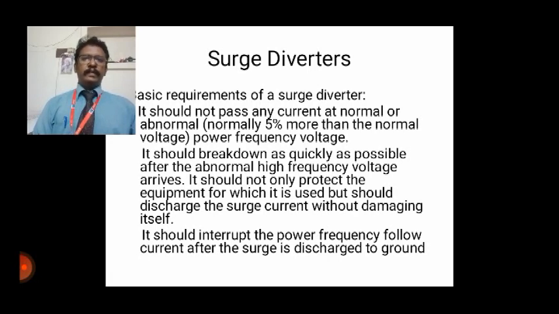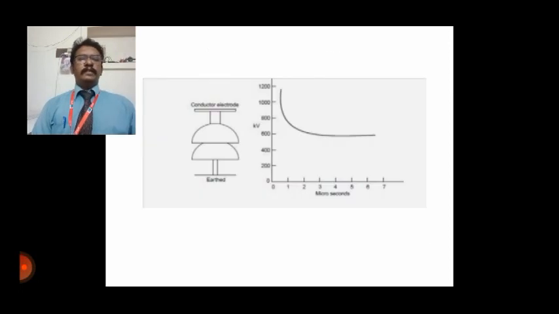In this, we have three types. One is the rod gap, the next one is the expulsion type, and finally we have the valve type lightning arresters. So next we are going to see about the rod gap.